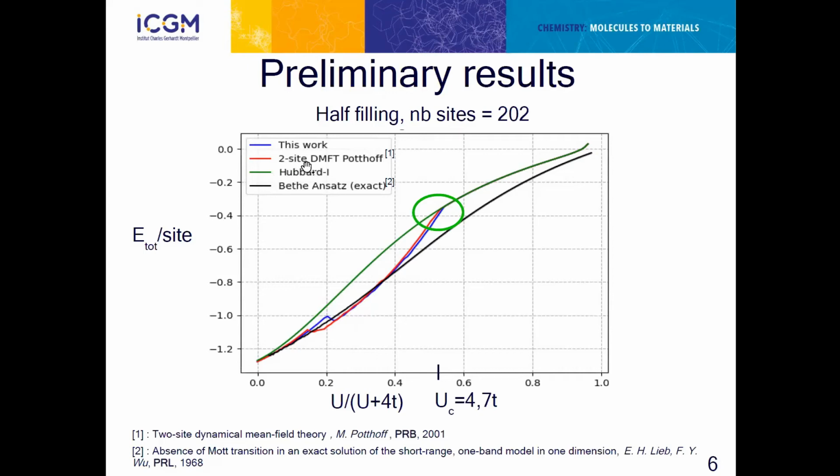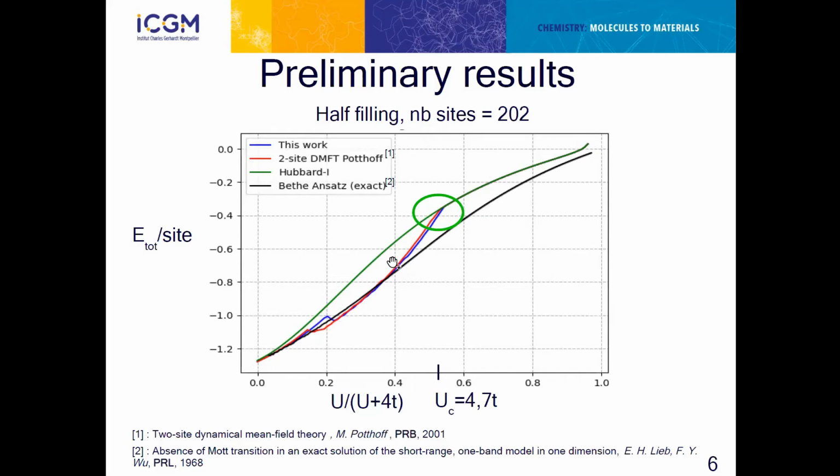In red, the result obtained by the two-site DMFT made by Potthoff, which is one of the cheapest DMFT, but also the most efficient for two sites. Then in green, you have the BALDA approximation. And finally, in black, the Bethe ansatz solution, which is exact. So as you can see, our results are very close to those found with Potthoff. And our results are very close to the Bethe ansatz solution in the non-correlated limit.